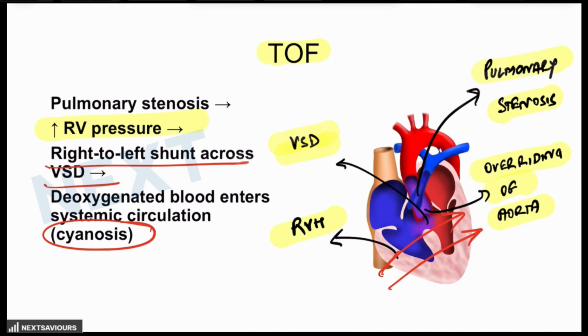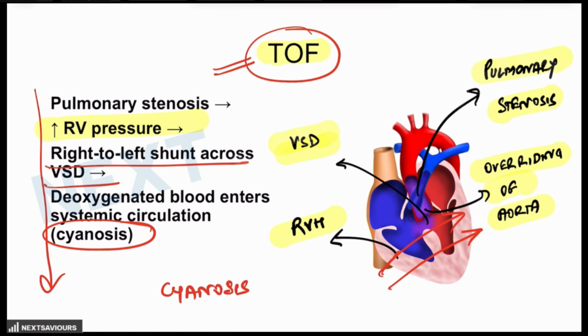One more important finding related to this tetralogy of Fallot is the TET spell, which is paroxysmal hypercyanotic episodes that we are going to talk about when we talk about the clinical features. But hopefully the pathophysiological mechanism is clear. And one very peculiar thing related to TOF is the early cyanosis. That means this is not a late feature, as we have witnessed in case of VSD. It is early cyanosis that happens.